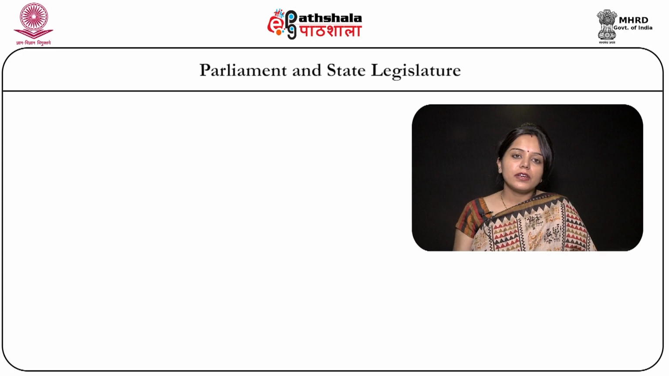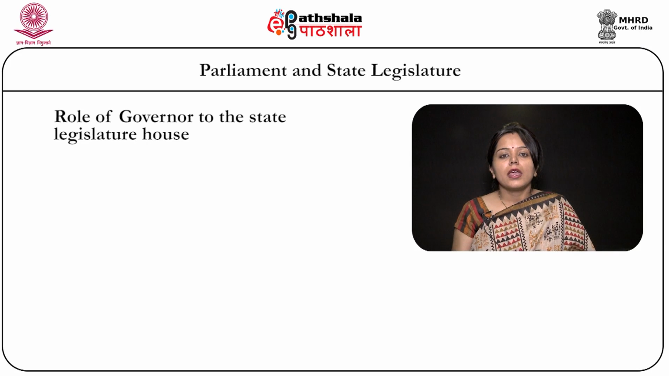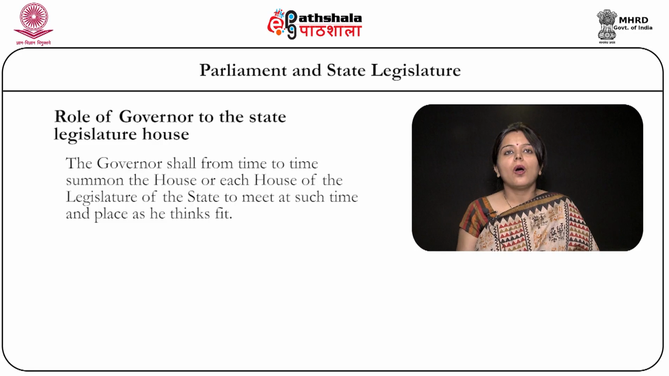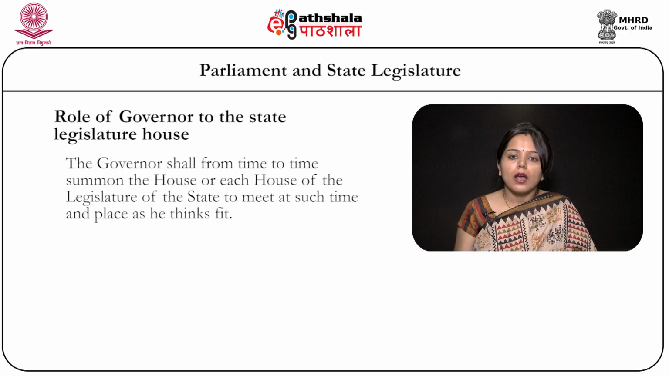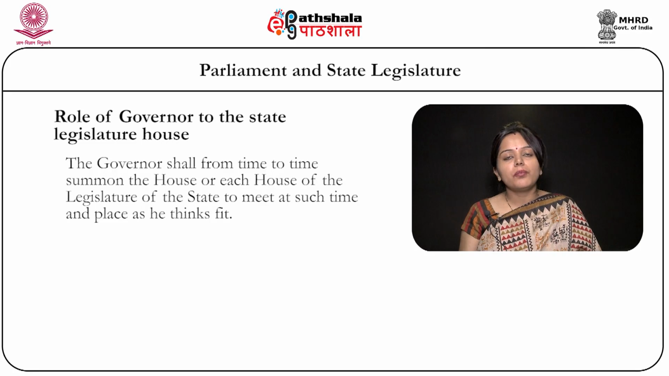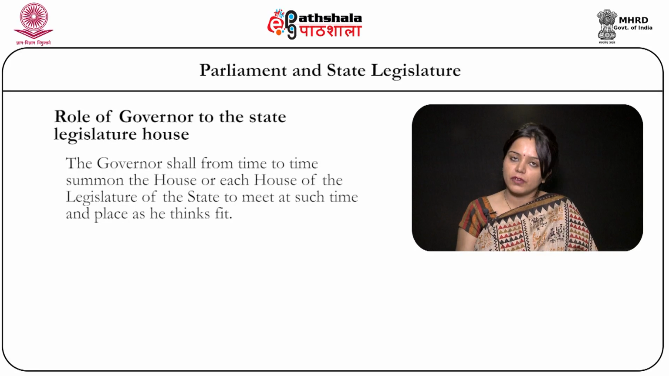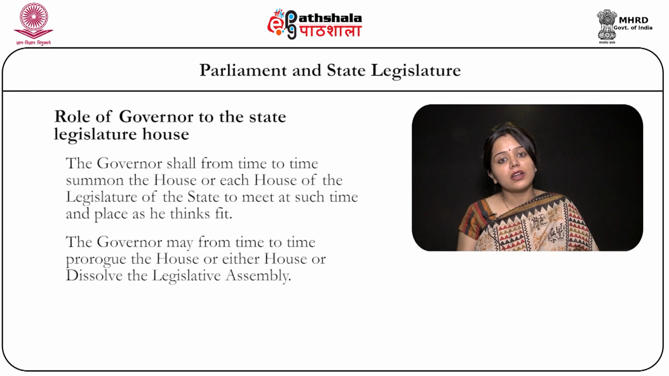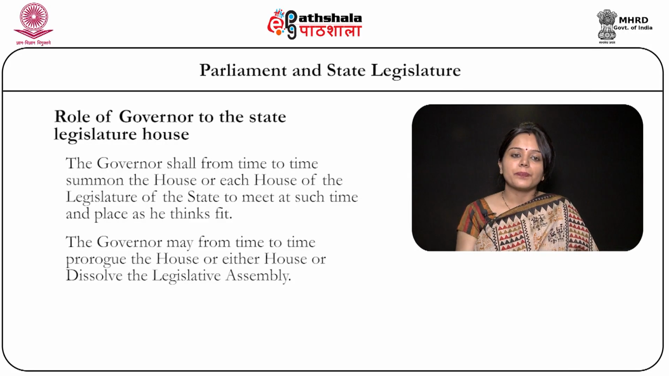So, after that I will explain the role of the governor in the state legislature. Here the governor, from time to time, summons the house or each house of the legislature of the state to meet at such time and place as he thinks fit. After that we will come to the most powerful function of the governor, that is to dissolve the legislative assembly. The governor has the power to dissolve the legislative assembly of the state.